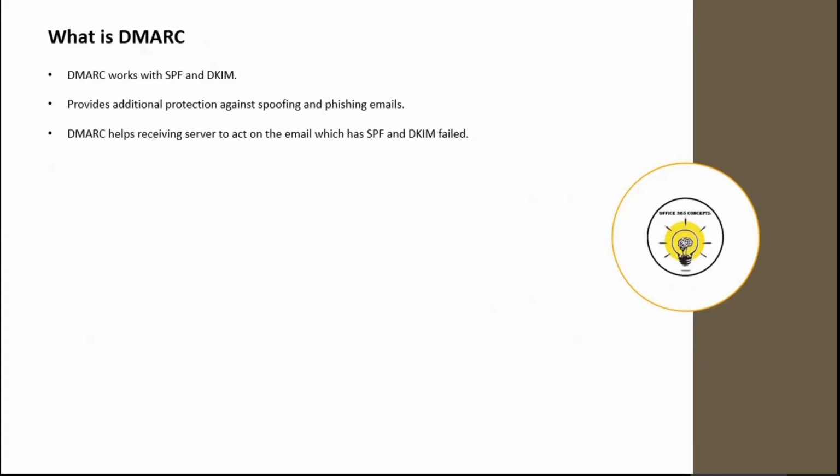Now let's recap what we have understood about DMARC. DMARC works with SPF and DKIM. Before you enable DMARC for your domain, you need to publish SPF and DKIM records for that domain. DMARC provides additional protection against spoofing and phishing emails. By defining policies, we can tell the recipient servers what action they should take if SPF or DKIM or both records fail on your emails. With DMARC, we can forward reports to an email address, and those reports can be used for further analysis.